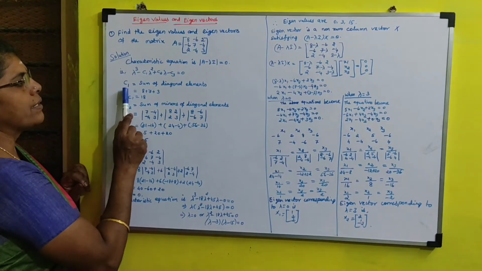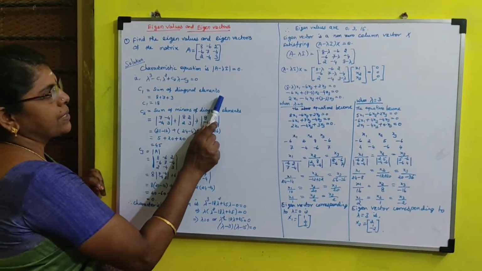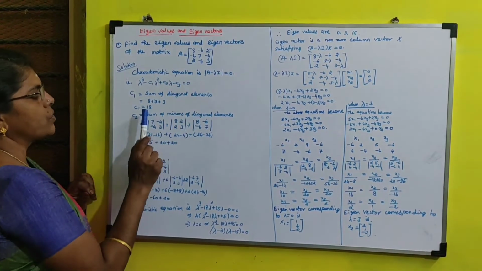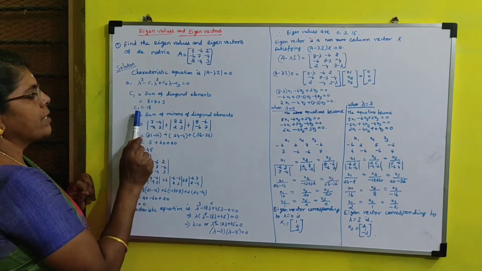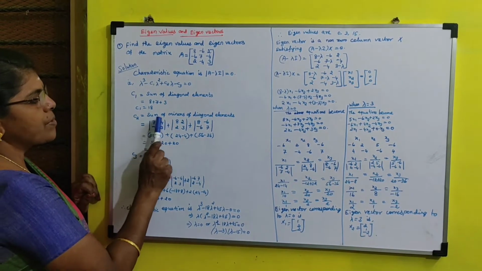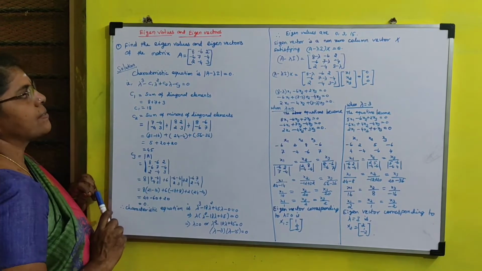Okay, first C1. C1 is the sum of diagonal elements. What are the diagonal elements? 8, 7 and 3. So 8 plus 7 plus 3 equal to 18. So C1 value is 18.